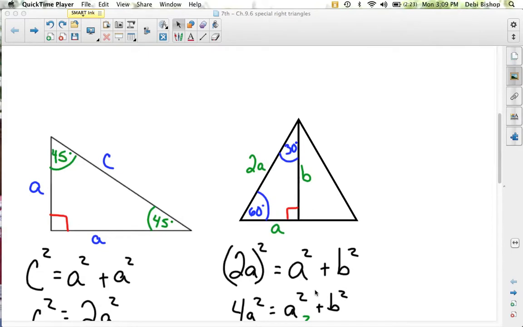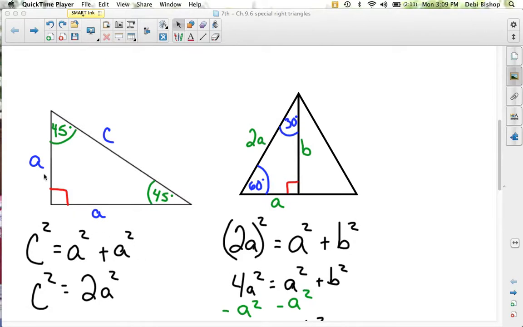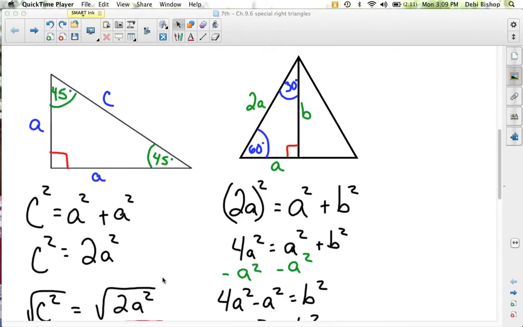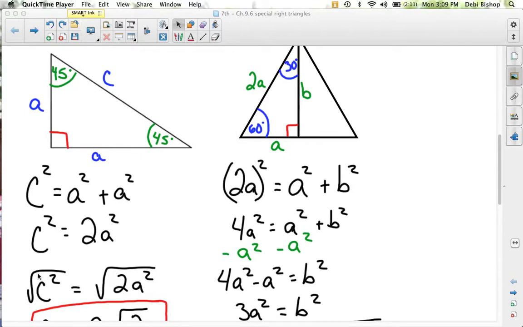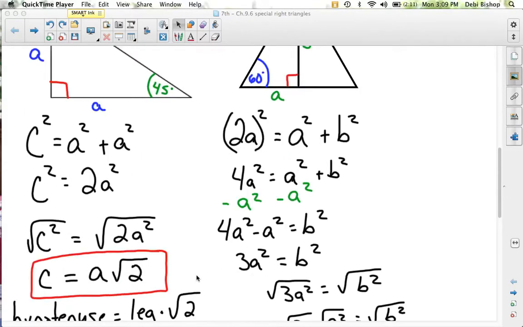So, you can see here we have a right triangle, and this one consists of a 90-degree angle and two 45-degree angles. The legs of the triangle are equal to each other, so they're both A. And then you have your hypotenuse, which is C. According to the Pythagorean theorem, C squared equals both legs squared. You can see C squared equals A squared plus A squared, which is C squared equals 2A squared. If we want to find out what C is, then we need to take the square root of both sides, and you are left with C equals A square root of 2.